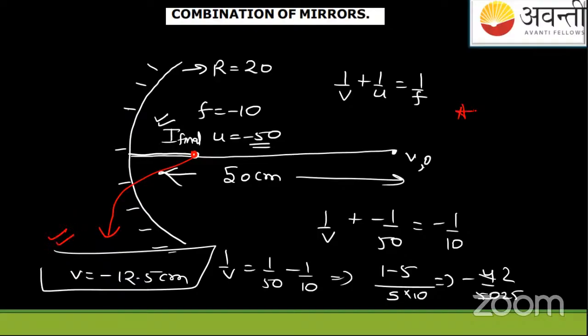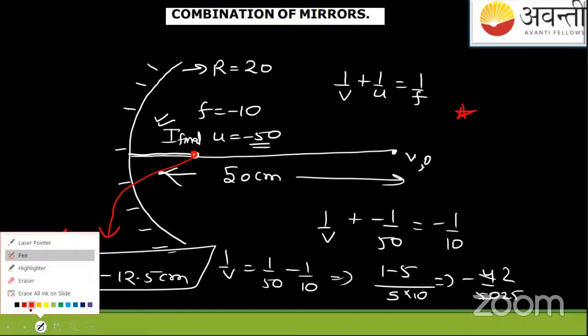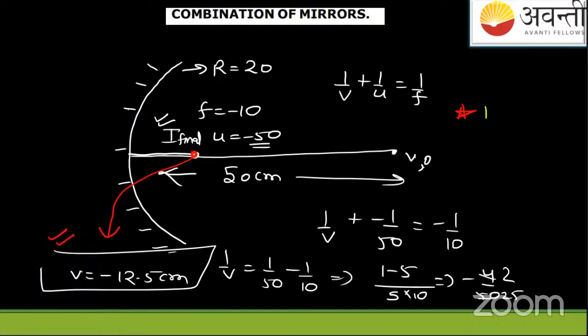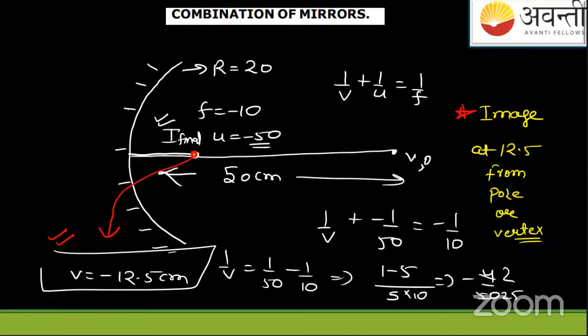Let me write it here. So finally, students, we get an image at 12.5 from the pole or vertex. Got it? Finally, we get an image at 12.5 from the pole or vertex. Okay, I hope it's clear. That's fine.